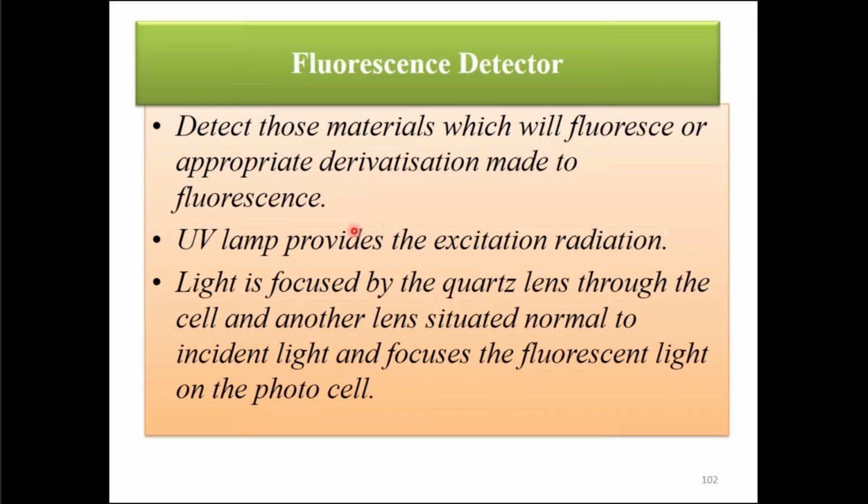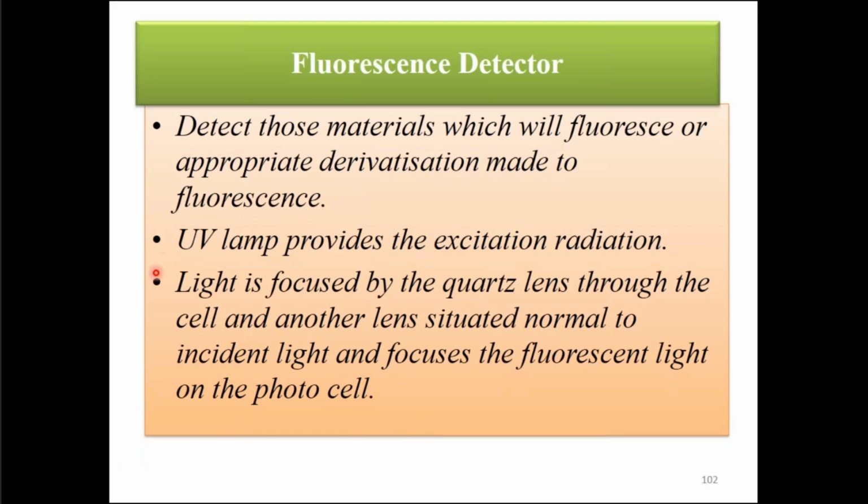You will be studying fluorimetry in detail. Basically, what happens in fluorimeters, which is used as a detector here, is UV radiation is used to excite your sample. The sample, if it is fluorescent, will emit fluorescent radiation. This fluorescent radiation is captured at right angles. So the light is focused by the quartz lens through the cell, and another lens situated normal to incident light focuses the fluorescent light on the photocell.